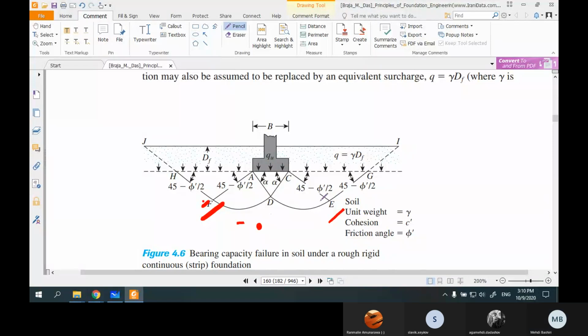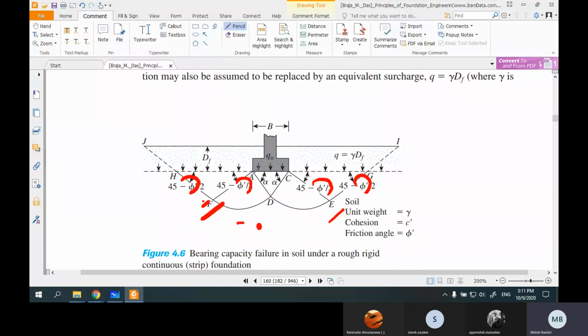Okay, what is the main parameter for forming this shape? You can see that phi is the most important parameter here. So if you know phi, you can form this shape. But you can see that it's not easy to form this shape.